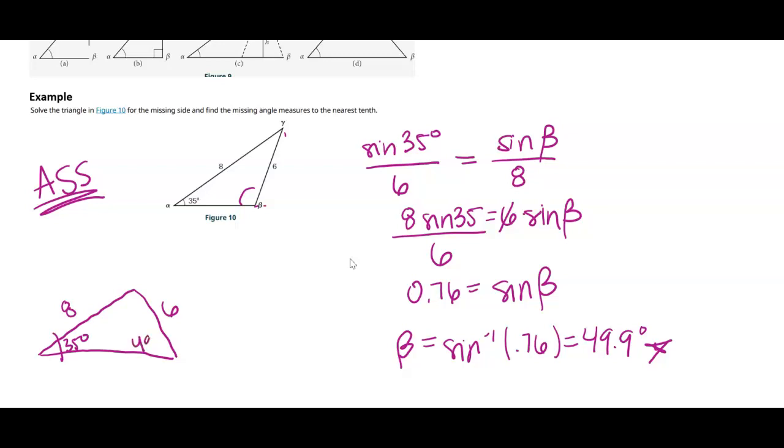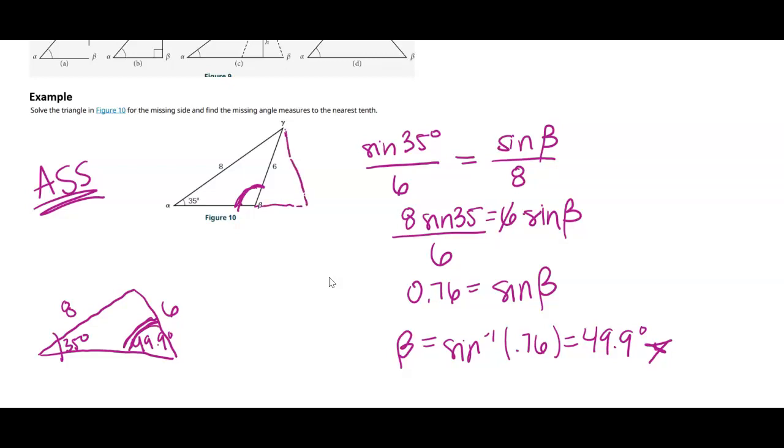Where this is 49.9 degrees. Well, because of the supplementary characteristics between what this angle would be and beta here, there is a little bit of some geometry that can come into play.